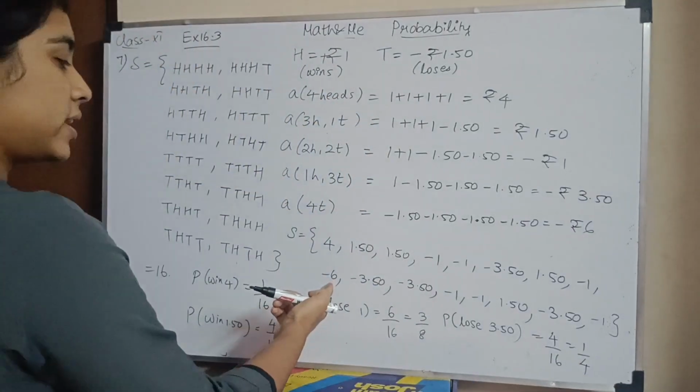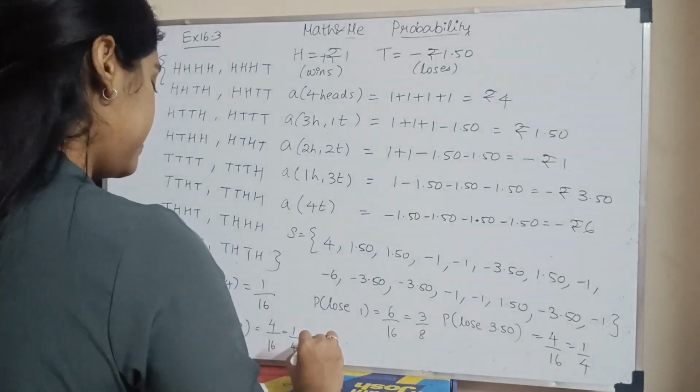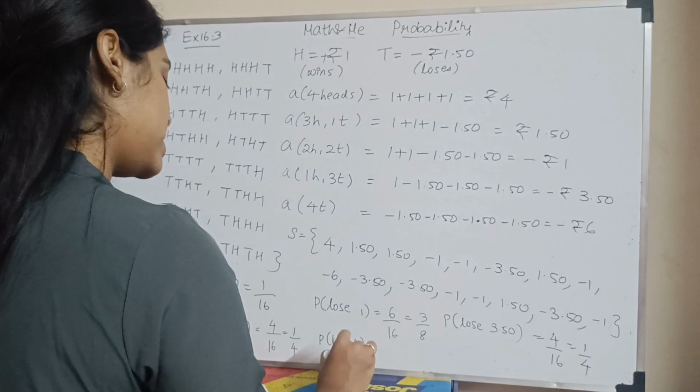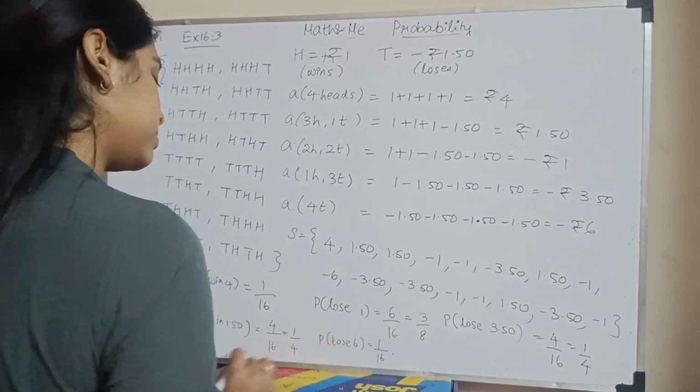The probability of losing 6 will be again 1 by 16. So probability of losing 6 rupees will again be 1 by 16. Okay.